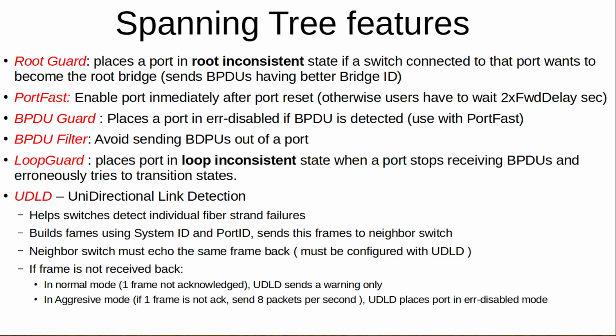It will build frames using system ID and port ID, and send this frame to neighboring switches. The neighbor switch must echo the same frame back. In order to do so, it must be configured with UDLD as well. If a frame is not received back, UDLD can do one of two things. In normal mode, it only sends a warning. In aggressive mode, UDLD will place the port in error disabled state.